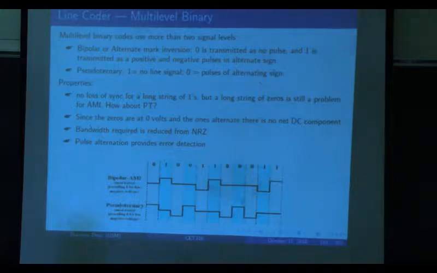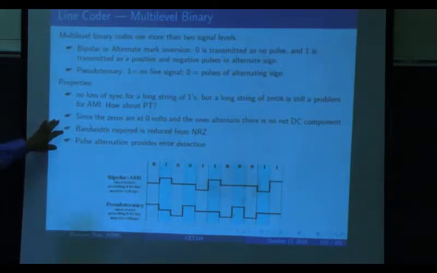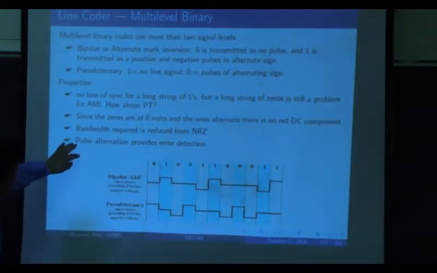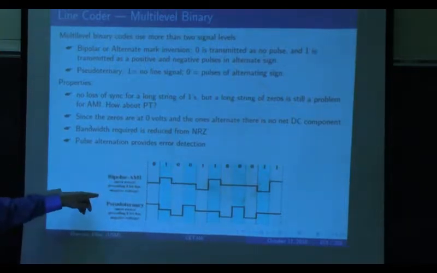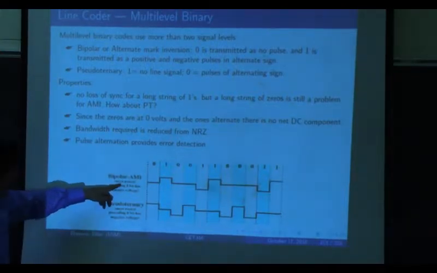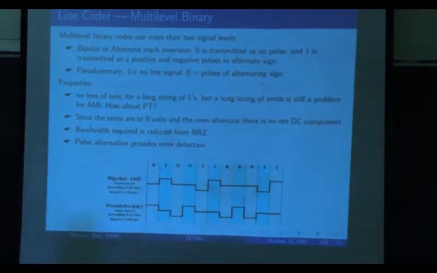We have some multi-level binary, bipolar AMI, all this code. We just discuss those are the benefit properties of the code. And that's very easy to understand. So I suggest you read it by yourself. And we discuss this one here. Can anyone explain this? Why is this called bipolar AMI?